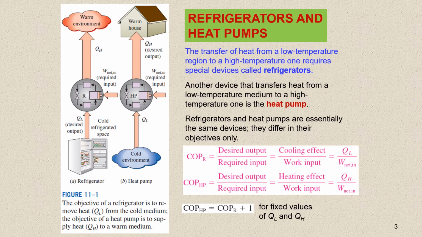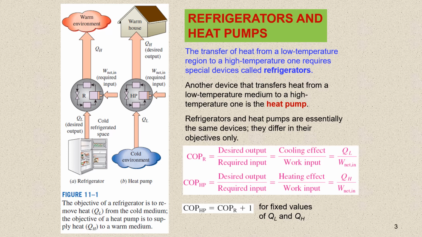We all know from experience that heat flows in the direction of decreasing temperature, that is, from a higher temperature region to a lower temperature one. This heat transfer process occurs in nature without requiring any devices. The reverse process, however, cannot occur by itself. The transfer of heat from a low temperature region to a high temperature one requires special devices called refrigerators. Refrigerators are cyclic devices, and the working fluids used in refrigeration cycles are called refrigerants.